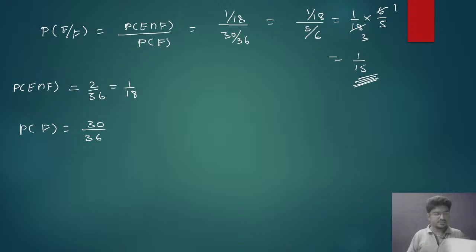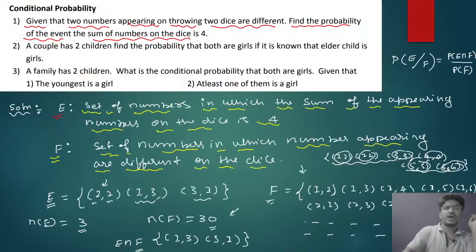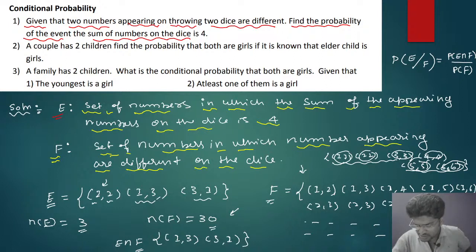Quickly see this. 1 by 15 will be the answer. Okay. So how many of you have understood this? Quickly tell me.